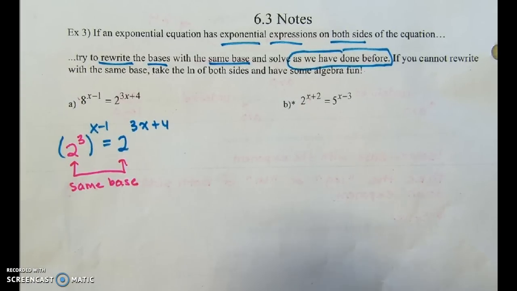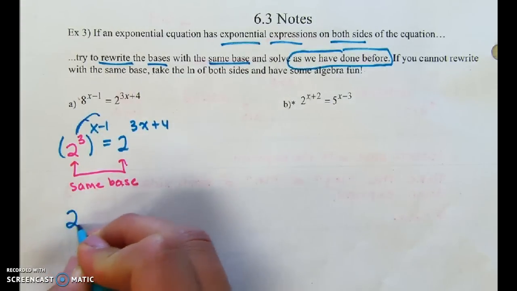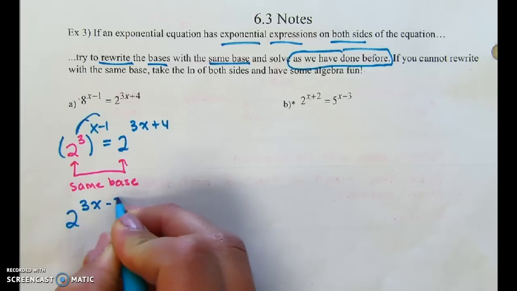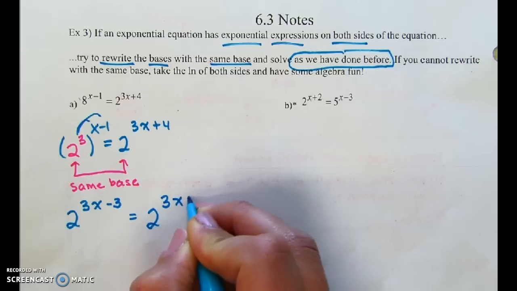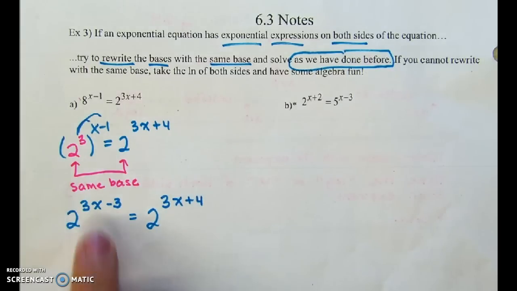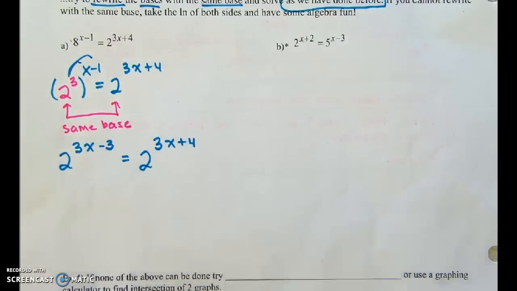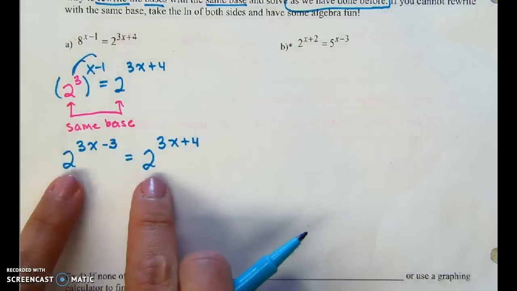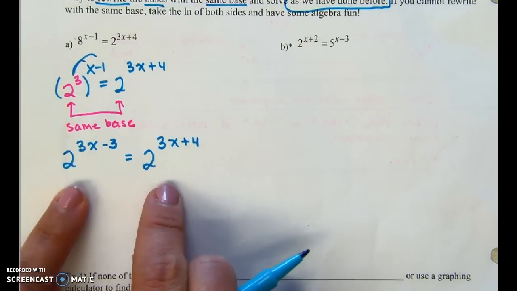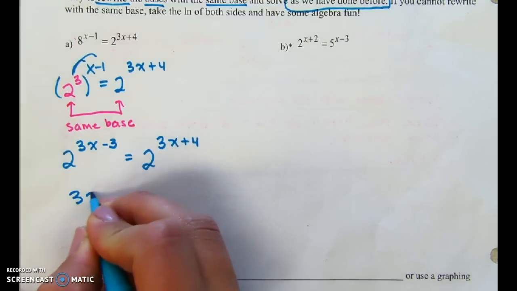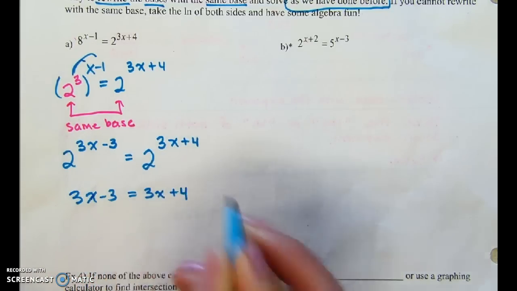Do we have the same base? What are we going to do with this 3? Distribute? Okay, watch. 2 to the 3x minus 3 equals 2 to the 3x plus 4. See how I distributed that? So about a month ago, you're like, that was so hard, but now seeing it again, you're like, oh yeah, I remember that. Okay, do we have the same base? Yes. So when we take the log of both sides, then the bases cancel, and we have 3x minus 3 equals 3x plus 4, like that.